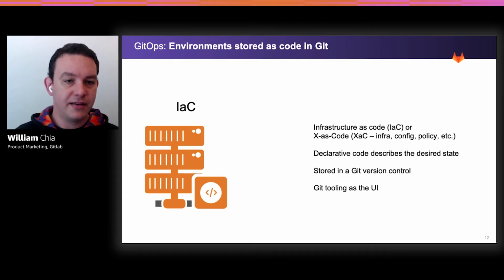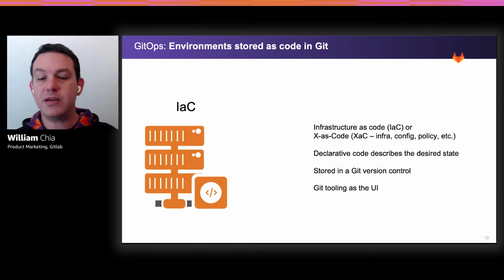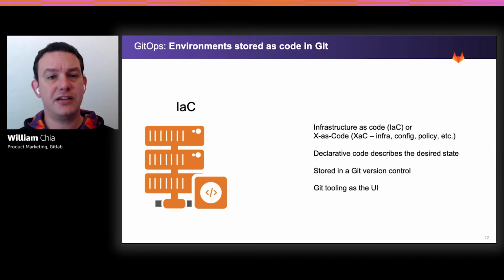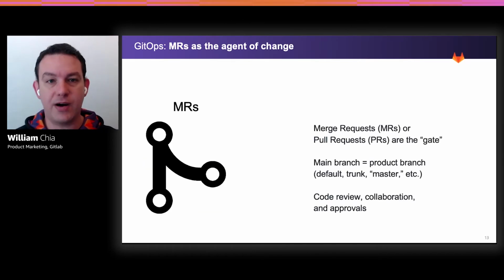The first thing we need to do is store our environments as code in a Git repository. We're going to use the term infrastructure as code, but you could talk about X as code because this could be configuration, policy, or any type of operations, but we're going to use IaC, X as code. Very often, this works really nicely with declarative state tools. You can use this with procedural tools, but declarative tools, things like Terraform, like we'll be using in this demo, work really nicely with GitOps. We're going to store them in Git version control. And what this allows us to do is use Git as the UI in order to access our operations, rather than using a manual interface or disparate interfaces. We have one interface, and it's our Git tooling.